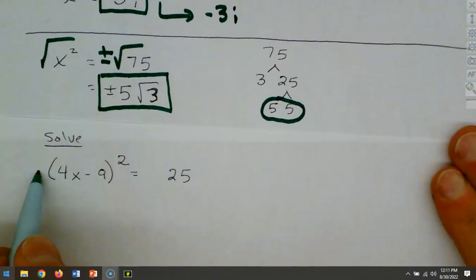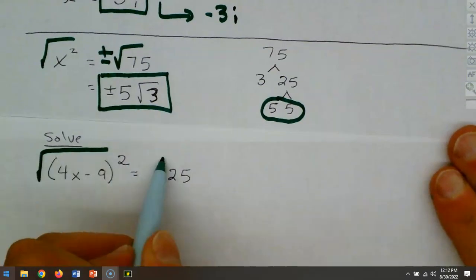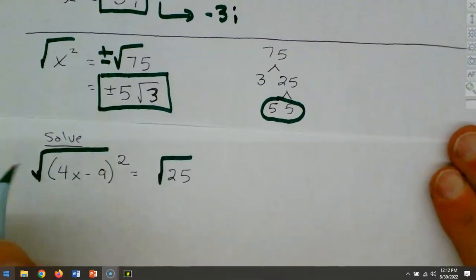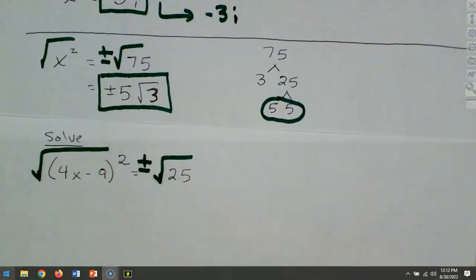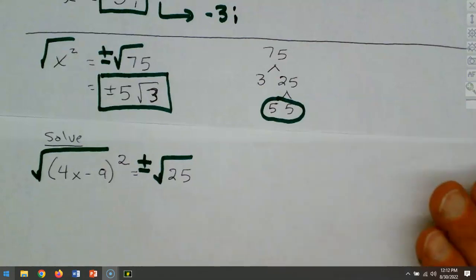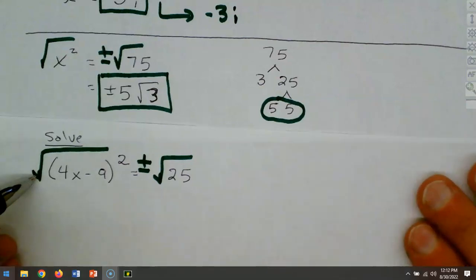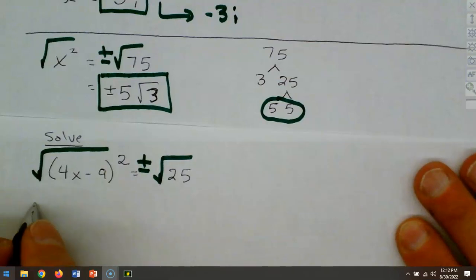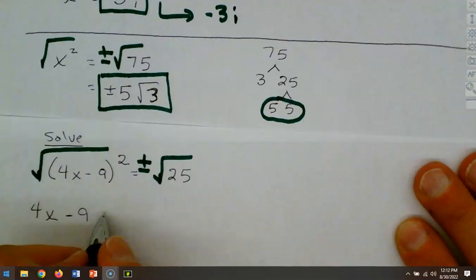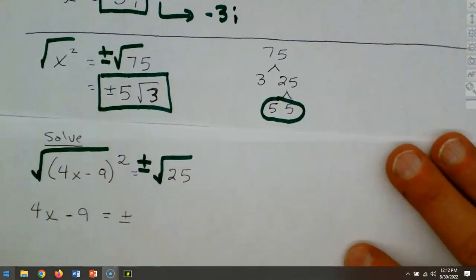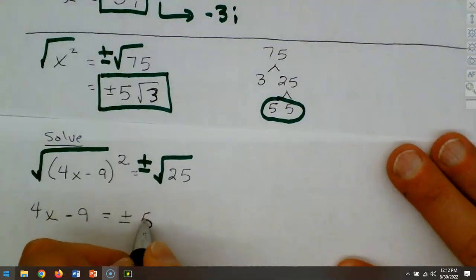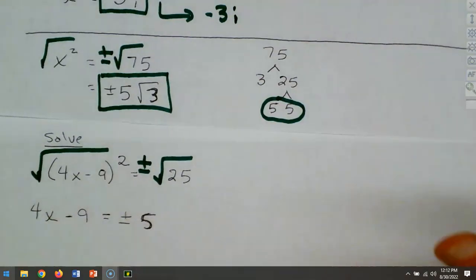So we're going to take the square root of both sides. And whenever we take a square root, what does that add in? Plus or minus. That square root and that square, they cancel. So that leaves you with a 4x minus 9. And then we've got plus or minus. And what's the square root of 25? 5.